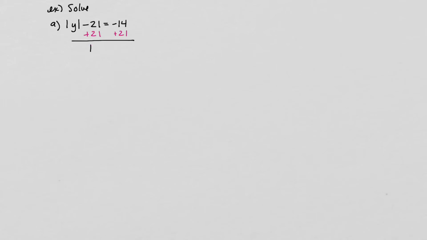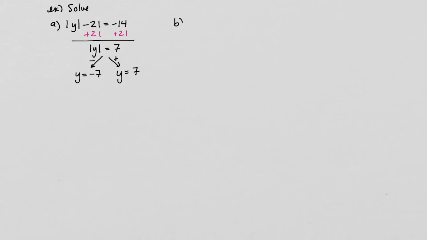And if we do that, we end up with the absolute value of y is equal to, so negative 14 plus 21 is a positive 7. The absolute value is all by itself. It's equal to a positive number, so I'm going to split it. So we're going to have the minus case, the plus case. So y is equal to negative 7. y is equal to positive 7.